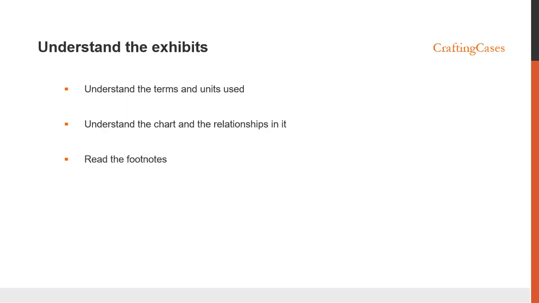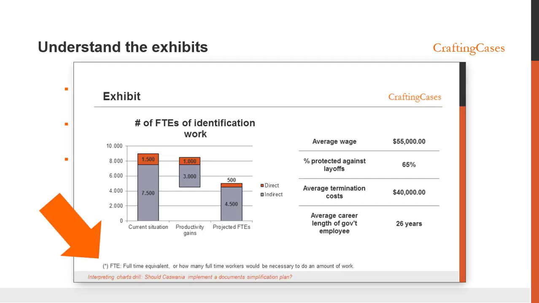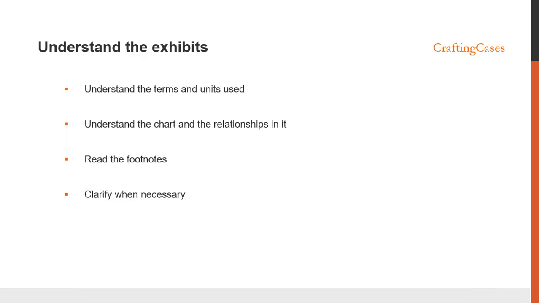Next, you always have to read the footnotes. They might be important. They're there for a reason and they might change your conclusion, and it won't even take you a minute. So always read the footnotes too. This is where they're always going to be, right under the end of the exhibit. Okay? Next, clarify when necessary.